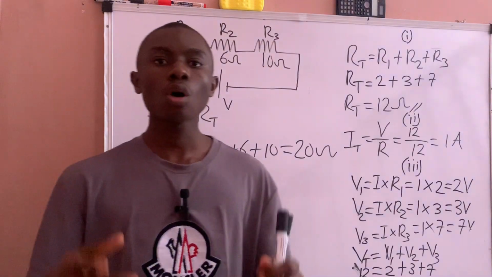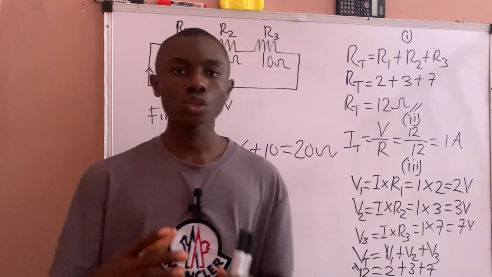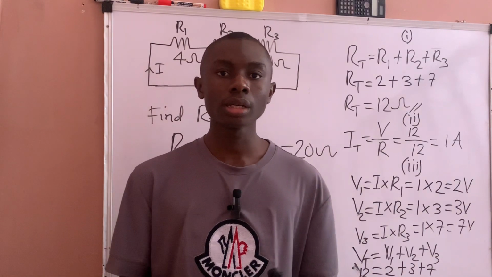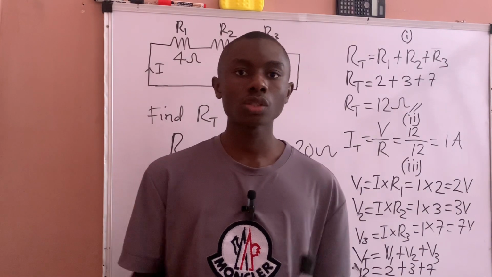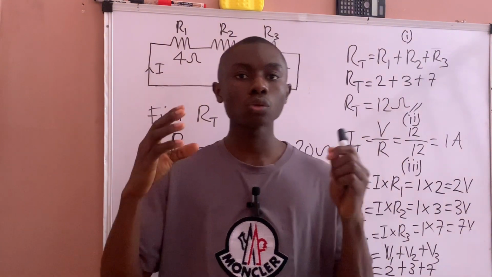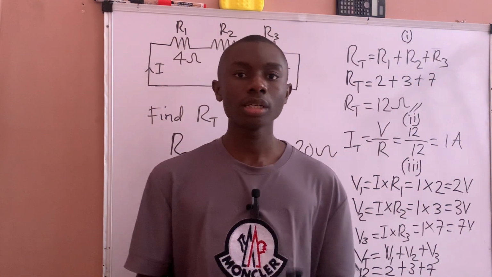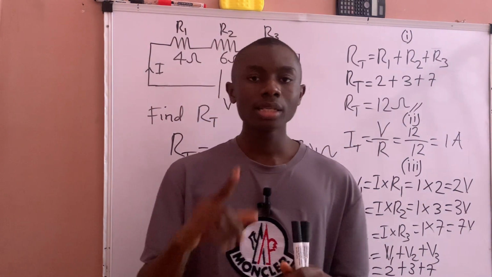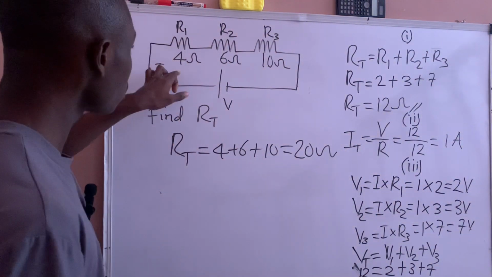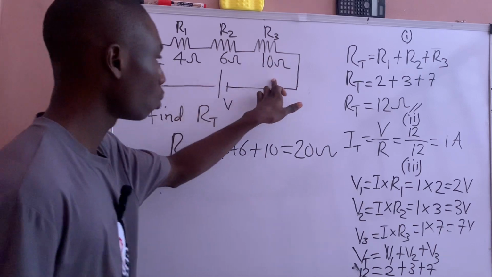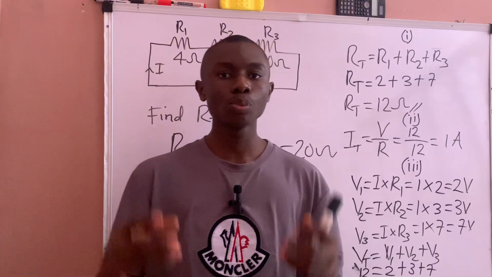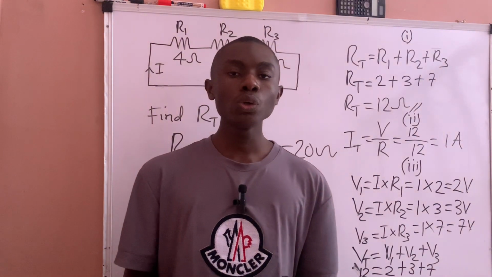Okay, what are the common mistakes students make when solving series circuit problems? They assume that the value of current changes across resistors, which is not true. In a series circuit, current is the same throughout. It is the same amount of current that flows through R1, R2, and R3.